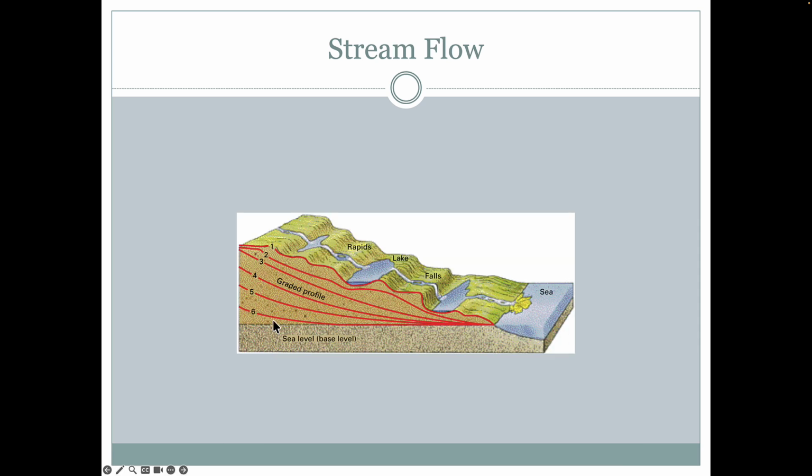If we look at what a profile, the side of a river, would look like over time, this is what we tend to see. At first, the river is working on just moving down whatever topography it's given. But it's going to move faster over areas that are steeper, like these rapids and these falls, and it's going to move slower in areas such as these lakes, until it gets back to the ocean, to the sea.